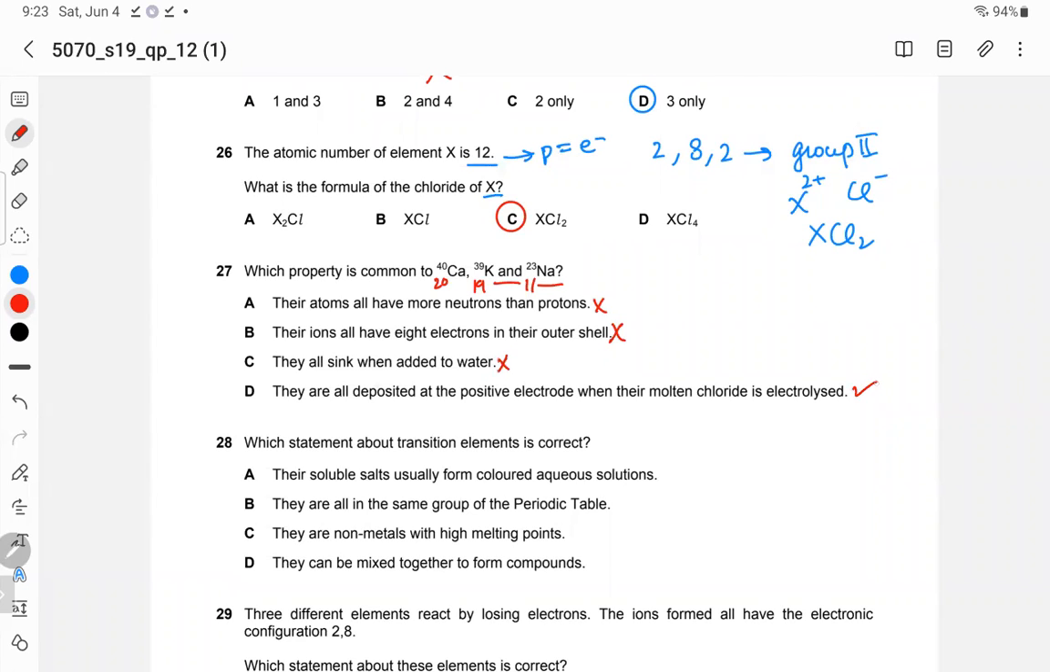The D is correct. If we are using their molten chlorides, then these metals deposit at the cathode because there are no other ions besides these metals. Is this understandable? Sir, isn't anode the positive electrode? Yes. Okay, you are right. It's a positive electrode.